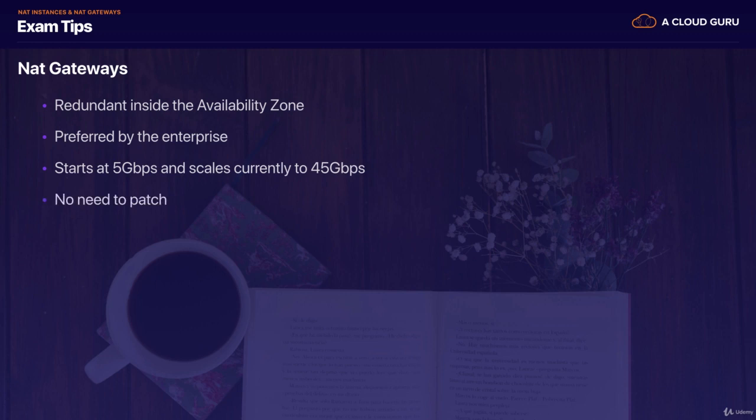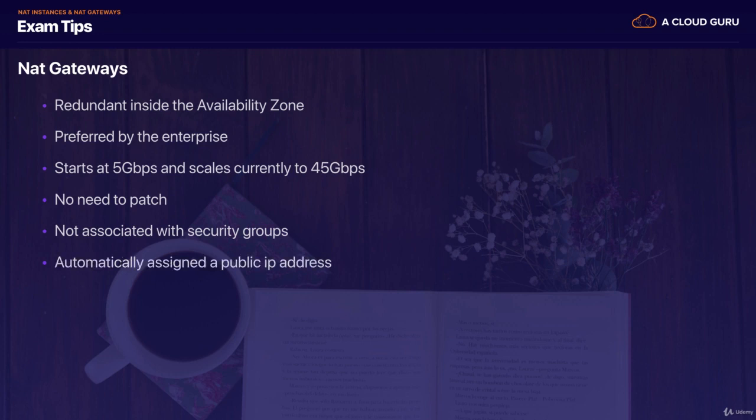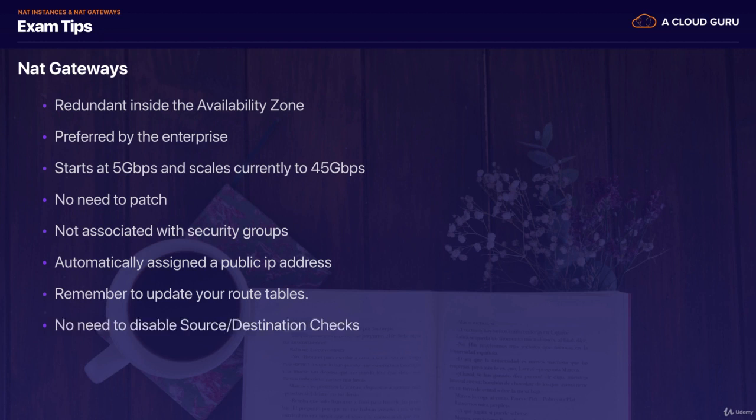You don't need to go in and patch the operating system for your NAT gateways. You do have to do that for your NAT instances. Your NAT gateways are not associated with any security groups. We didn't have to go in and add it to my web DMZ security group. Your NAT gateways are going to automatically be assigned a public IP address, and you just need to go in and update your route tables for your NAT gateways, and there's no need to disable your source and destination checks for your NAT gateway.